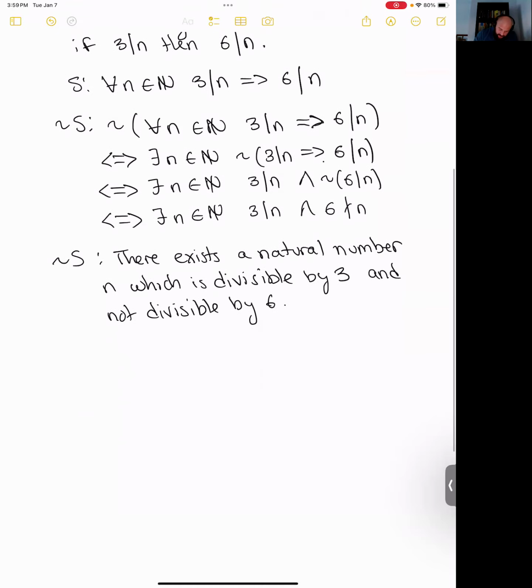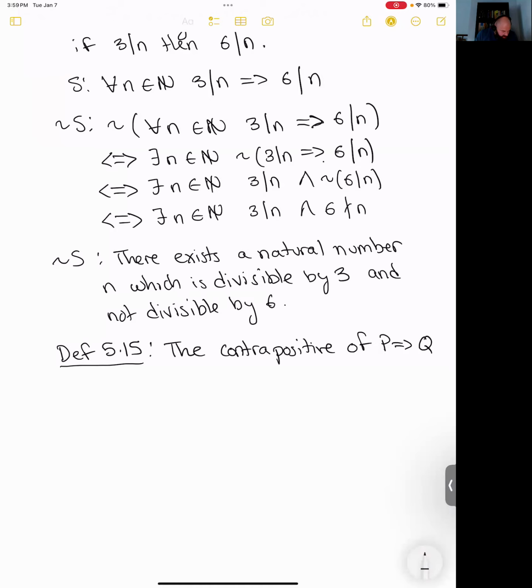And then the last one that I want to look at is, and first we need a definition. So we want to look at the contrapositive. So the contrapositive of P implies Q is not Q implies not P.